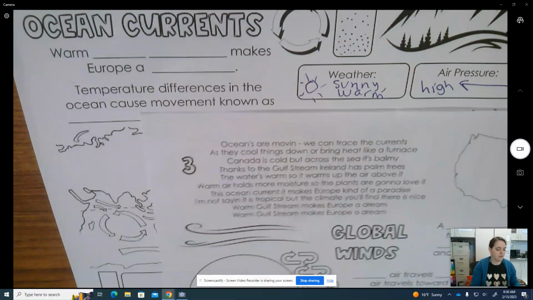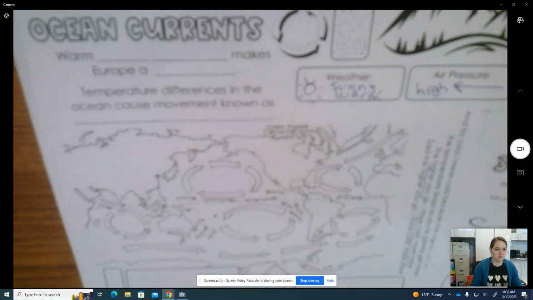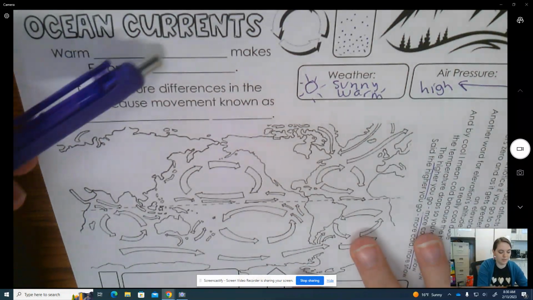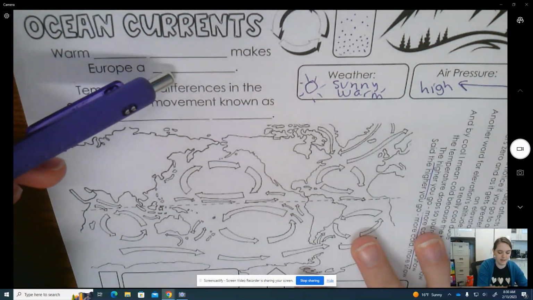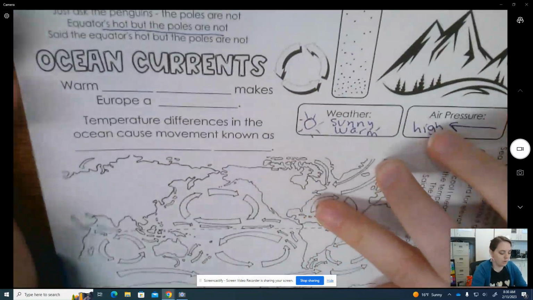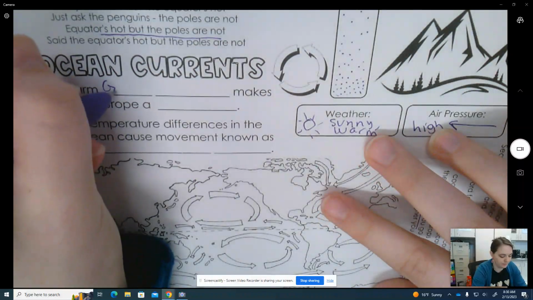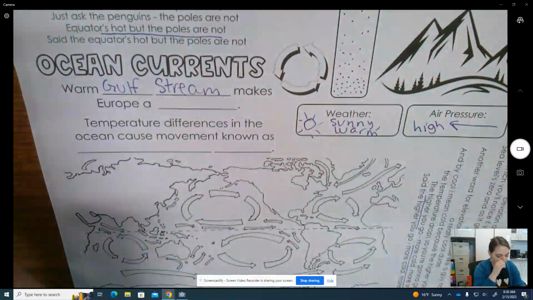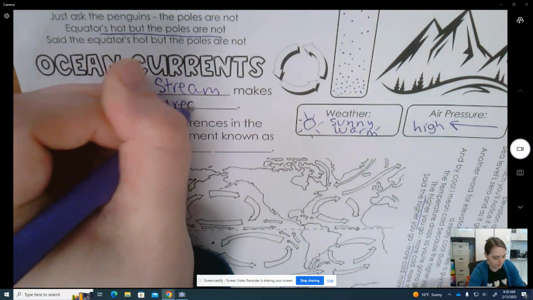All right. So if we use these words to help us answer this, it says, so warm blank blank makes Europe a blank. So what did we just read? Warm Gulf Stream makes Europe a dream.